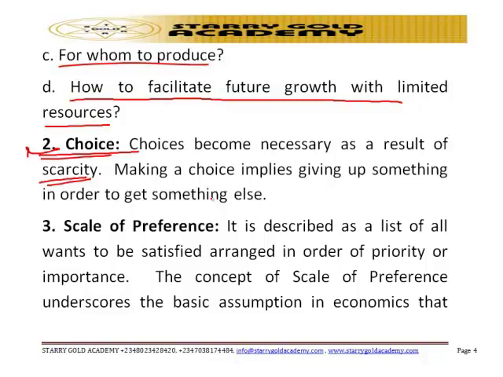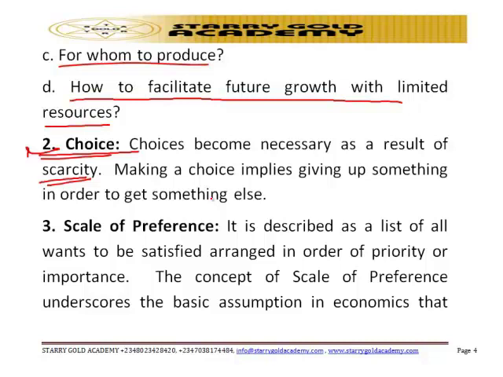So having explained that, irrespective of the level, choices are made in the individual household, in firms and organizations, and also in the government. We also make choices. So having explained what choice is, now we consider the scale of preference.